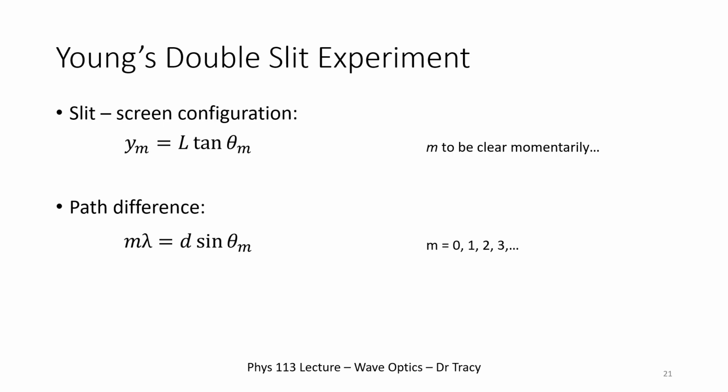L is the length of the distance between the slits and the screen. Usually L is going to be significantly larger than y sub m. What is the path difference there? That's going to be that delta r.